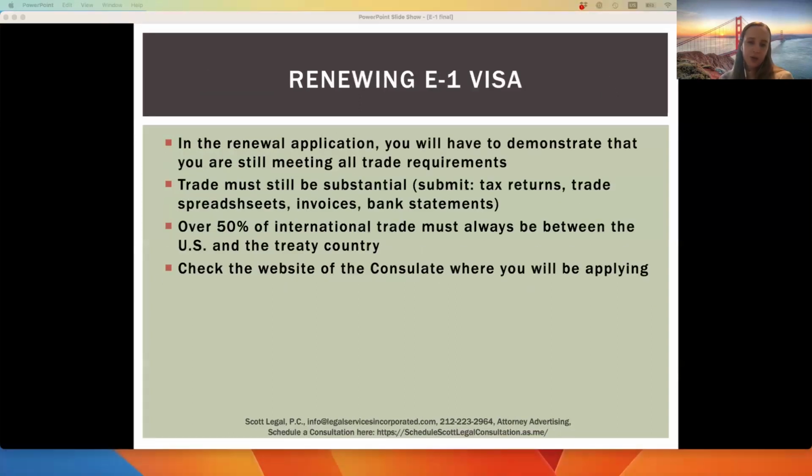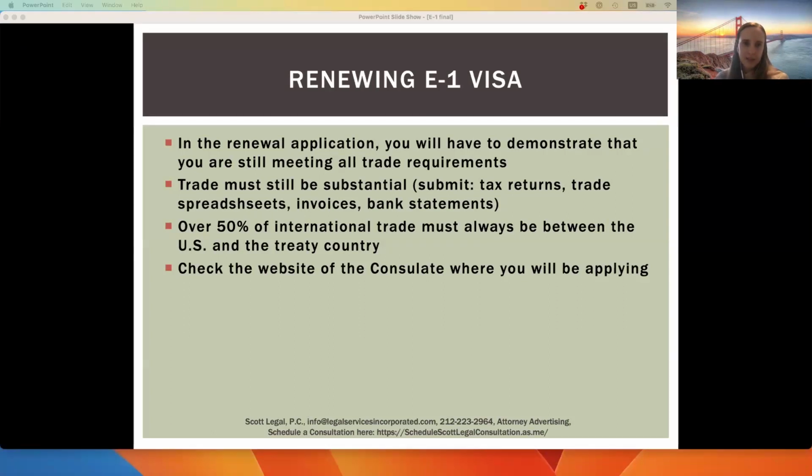And then, how can you renew your E-1 visa? Is there a limit on how many times you can renew your E-1 visa? So, in theory, you could renew your E-1 visa indefinitely. There is no limit on the amount of time or how many times you can renew it.